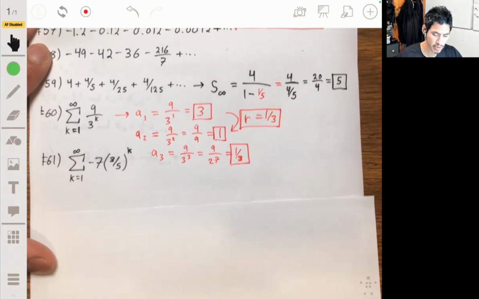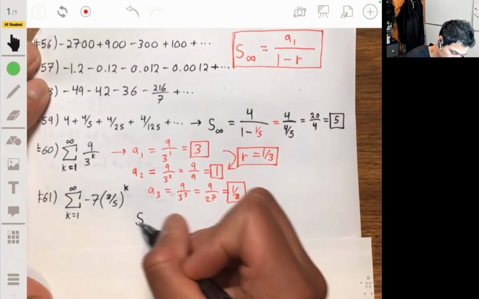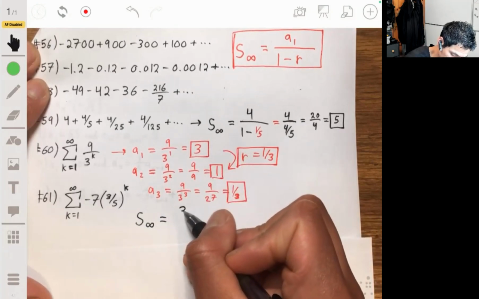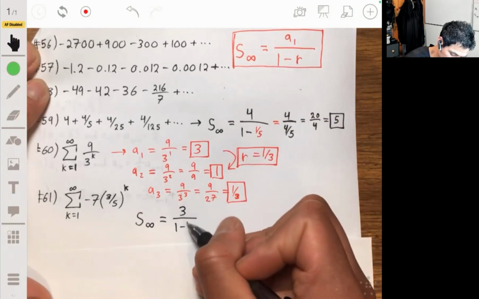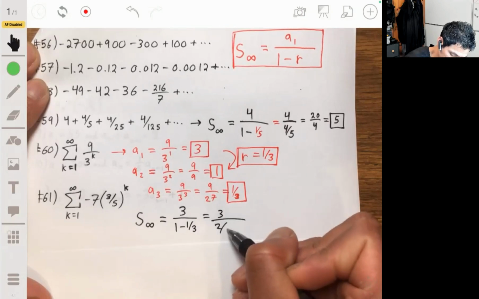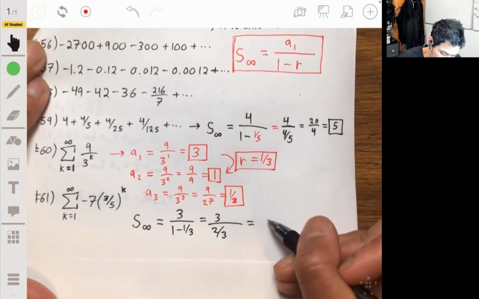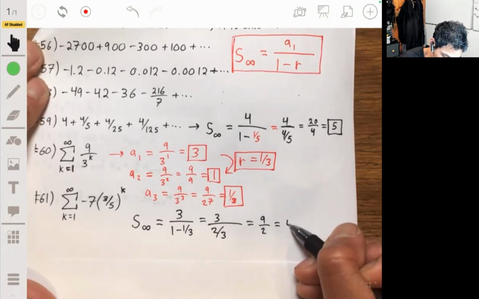Then from here, we can use our equation for the infinite sum. So S sub infinity will be equal to A1, which is 3, over 1 minus R. So 1 minus 1/3. So it's 3 over 2/3, which will be 9 over 2, which will be 4.5.